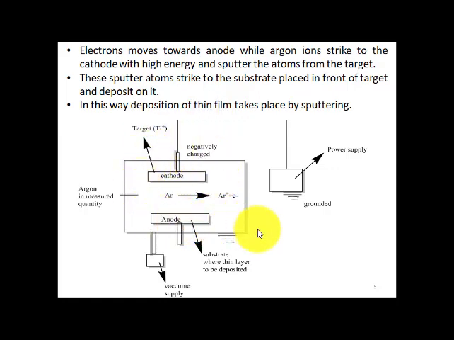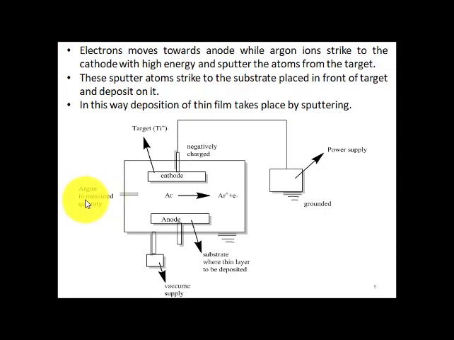Here is a schematic diagram of the whole procedure. We have a rectangular block. We use a vacuum supply to evacuate this block to attain the pressure 10 raised to power minus 5 to 10 raised to power minus 6 torr. There is a cathode which is negatively charged and an anode which is positively charged. The cathode is made of target material, for example titanium here. The anode is made of the substrate material on which the target material has to be deposited. Both electrodes, cathode and anode, are grounded to the power supply.